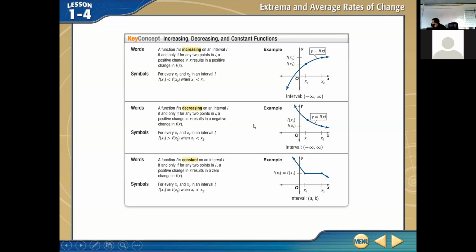And then a function is constant on an interval if and only if for any 2 points, a positive change in x results in a 0 change in f of x. So we have x1 here, we have x2 here. Our interval is from a to b. So that's just this given interval here. And as we move right from x1 to x2, you can see there's no change in our output values or our y values. So it's really a little bit of common sense. Analyzing it graphically, you're going to be able to see it, but they're going to ask you to prove it.